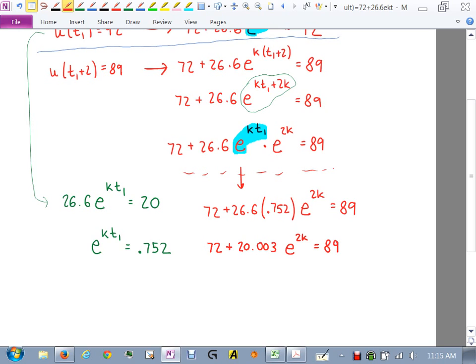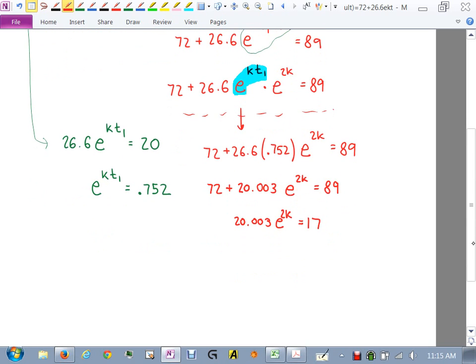What next? Subtract 72. When I subtract 72, you get what? 17. Divide by 20 now, or 20.03. You should get a number smaller than 1. Are you 0.849 something? Let's go 0.8499 or something like that. Everybody still with me? Questions?